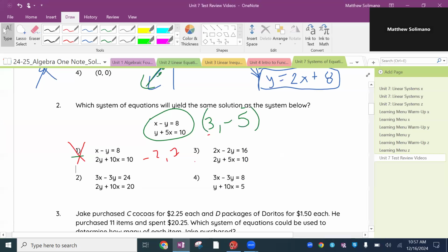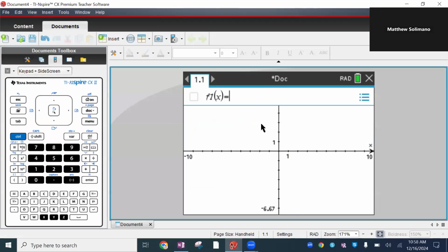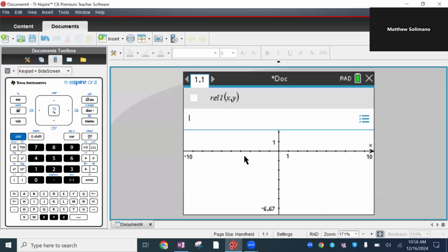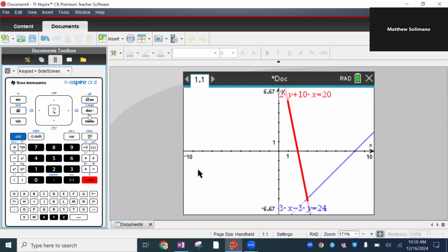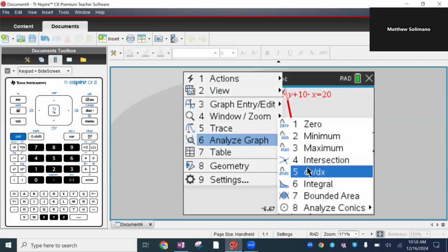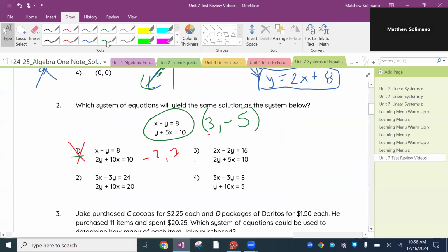Let's try number 2. 3x minus 3y equals 24. 2y plus 10x equals 20. I'm going to graph these two. Again, I'm going to use that relation and check number 2. 3x minus 3y equals 24. Make sure you type it right. Tab. Then we got 2y plus 10x equals 20. Again, looks close. Let's check it. Menu, analyze graph, intersection, left, right. (3, -5). That one is the same.